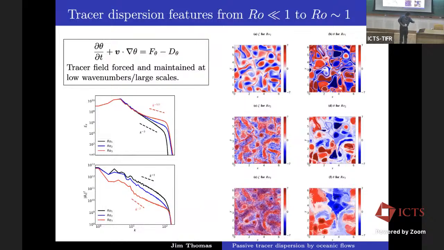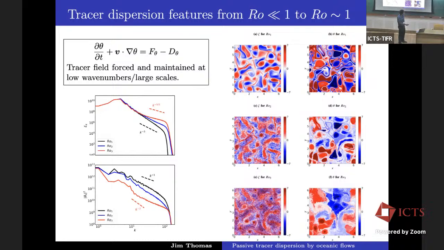And now we are looking at how a tracer gets dispersed by these different flows. So this is the passive tracer equation that we looked at earlier. This left column is again the flow that we saw on the previous slide, and on the right, we are looking at the passive tracer field. What you observe is that at low Rossby numbers, the passive tracer has larger scale structures that are trapped in these vortices. So wherever you see a coherent vortex, you'll see corresponding tracer patches here.